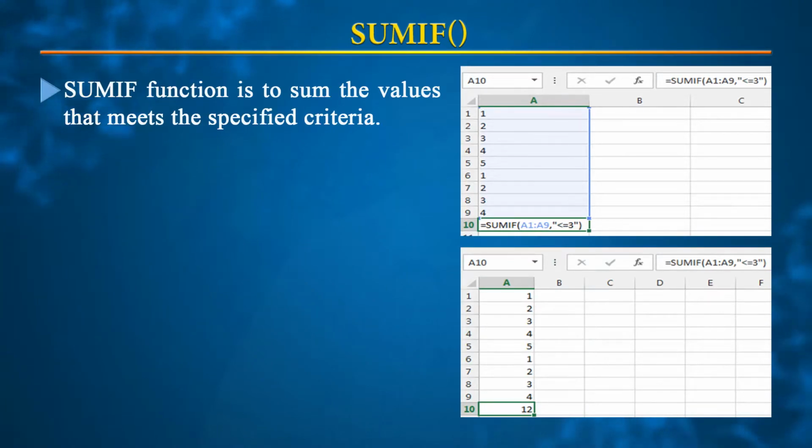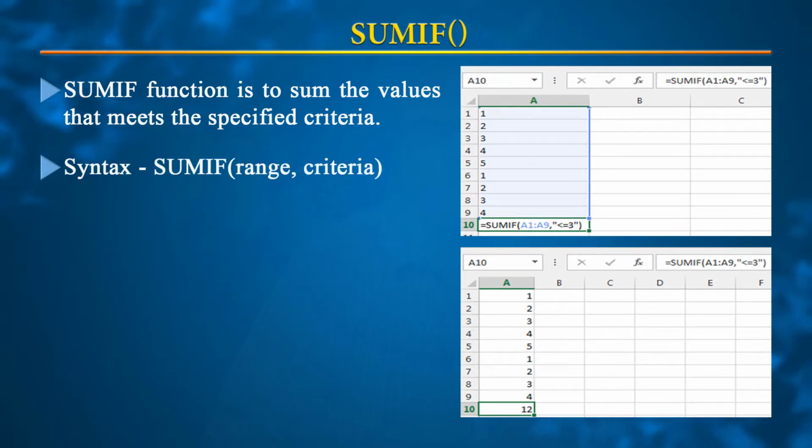The subsequent function is the SUMIF function. SUMIF is a wonderful function which is used for conditional summing. That means you specify a criteria over a range, and if that criteria is fulfilled, then only the sum of those particular numbers is available. SUMIF sums the values that meet a specified criteria, and in the parentheses we pass 2 parameters, one is the range and the other is the criteria.